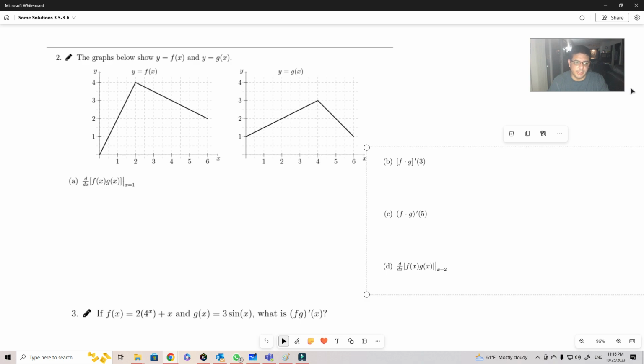Hello everyone. In this video we're going to do some exercises in product rule. We're going to start with this exercise where we can obtain information out of the graph. As always, we're going to be able to find what the derivative value is in these lines by finding the slope of the different lines.